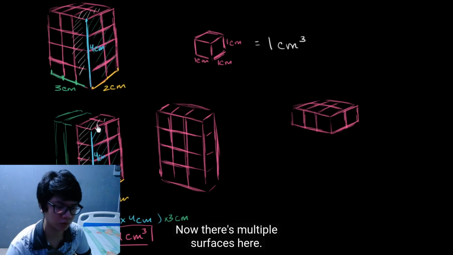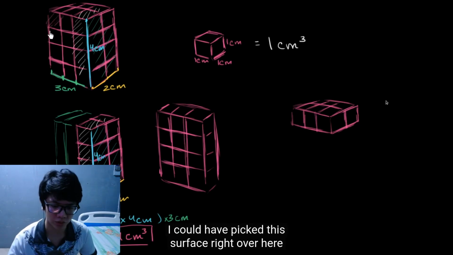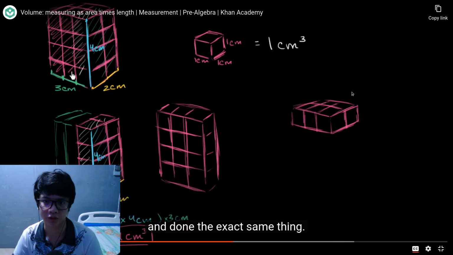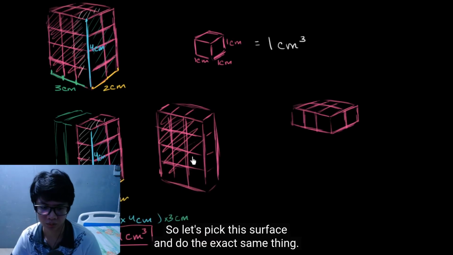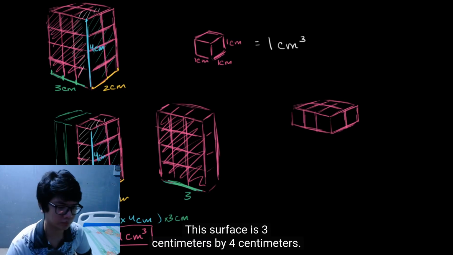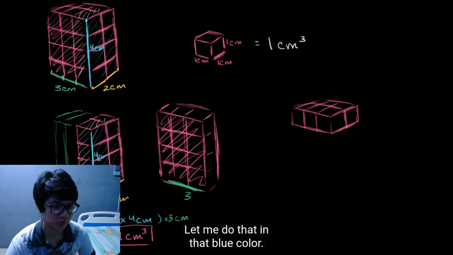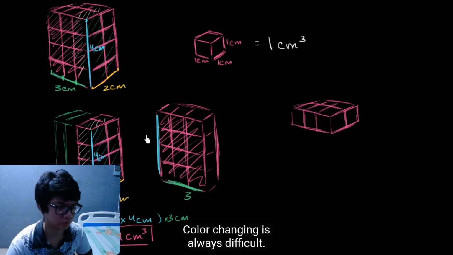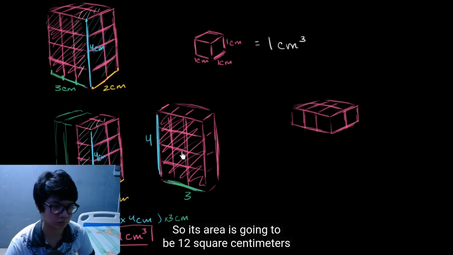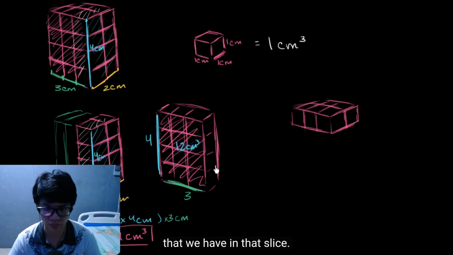Now, there's multiple surfaces here. I happen to pick this surface, but I could have picked another one. I could have picked this surface right over here and done the exact same thing. So let's pick this surface. This surface is 3 centimeters by 4 centimeters. So its area is going to be 12 square centimeters, and 12 is also the number of cubes that we have in that slice.